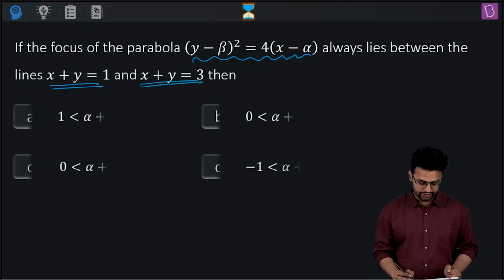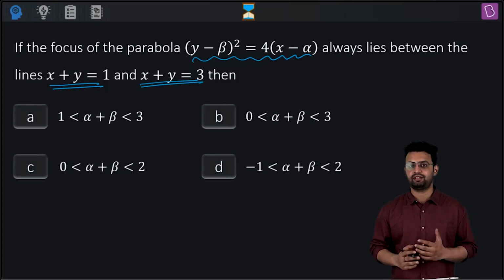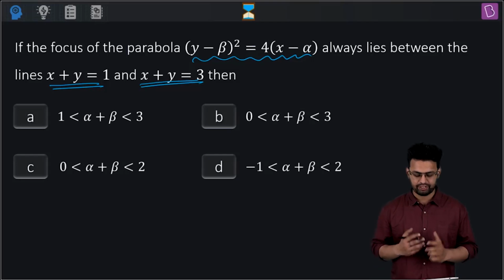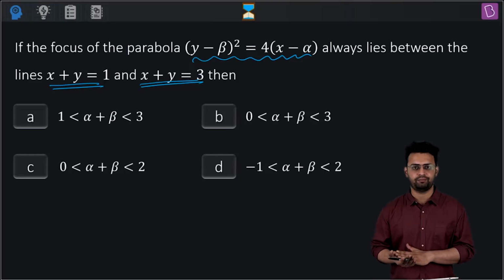Then in the option parts, they have given the set of range of values of alpha plus beta. In different options, they have given us different sets of values. We have to identify the correct option.